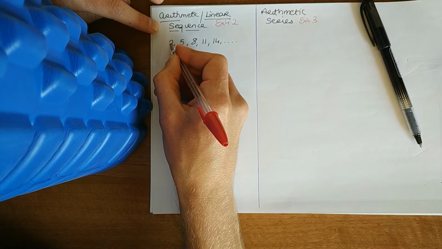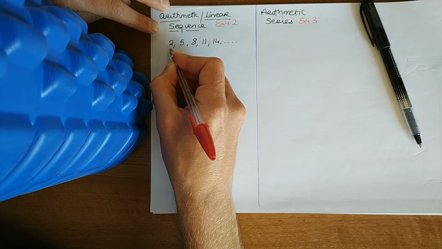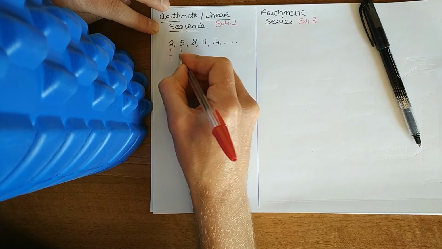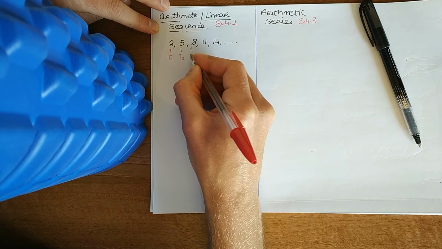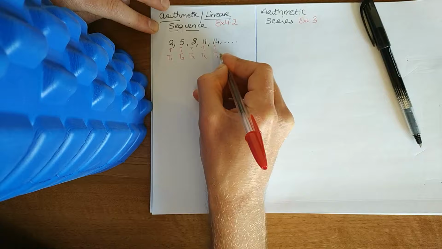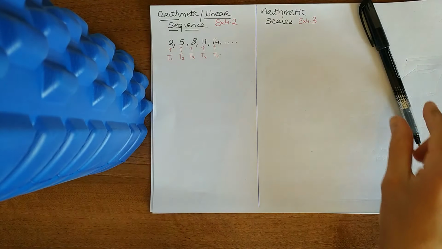This here is called a term. Each of these are terms of a sequence. And to be precise, that's term 1. And instead of writing term 1, they write T1. There's T2, or term 2, T3, T4, T5. If they ask you for T6, it'd be 17, because we can see there that they all go up in threes. The common difference is 3.